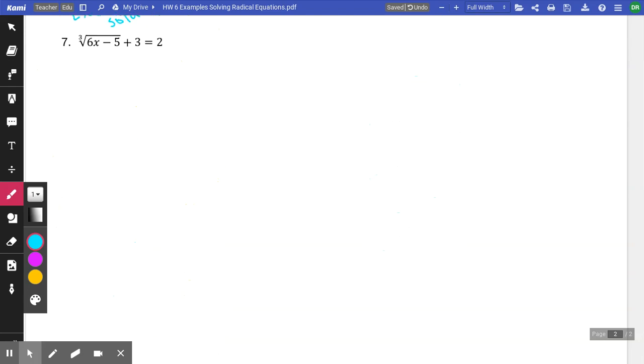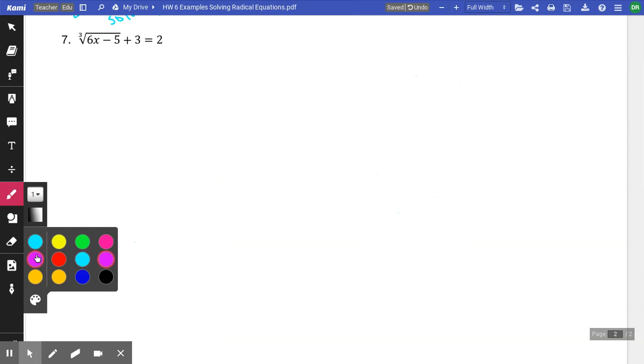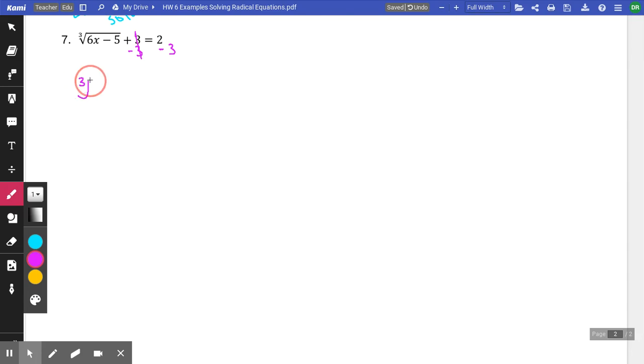All right, last scenario. We have the cube root this time. We haven't seen a cube root yet, but it still works the same as the rest. So this last one with the cube root, we notice again, we have the radical here, and this is the cube root of 6x minus 5. And there's a plus 3 after that, before the equal sign. So like we have in the other equations, we need to get rid of this plus 3 before we get started. So let's cancel that 3 by subtraction. And we get the cube root of 6x minus 5 still equals -1.